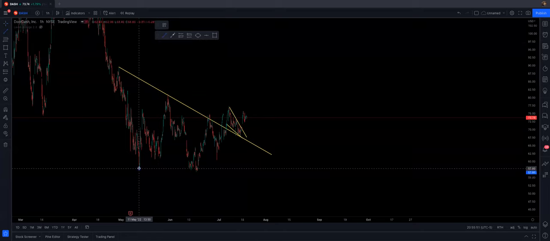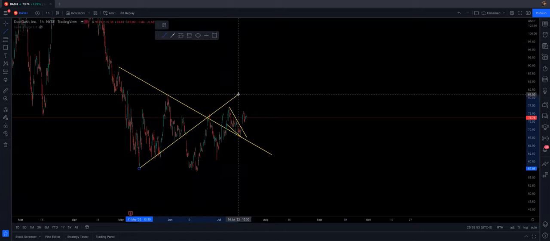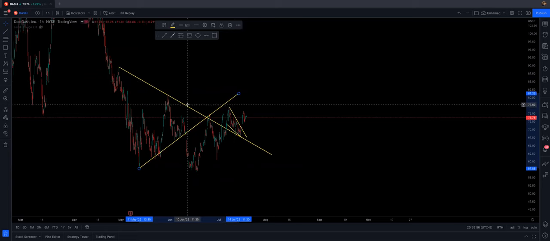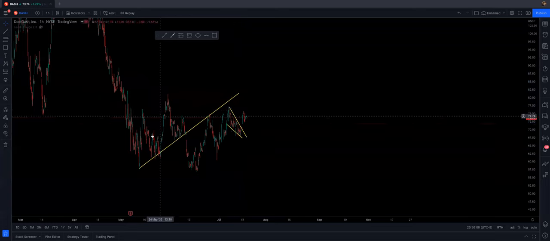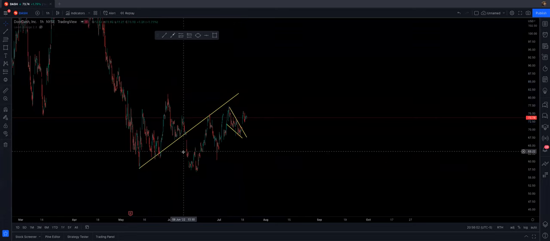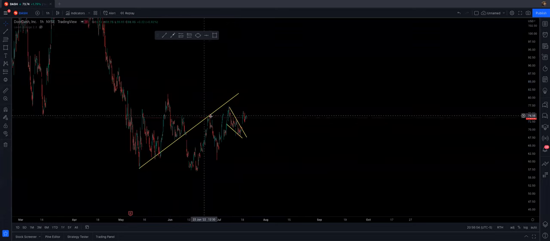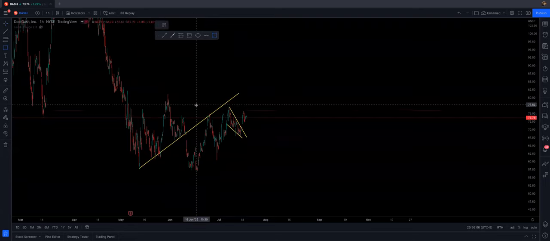We have another trail line here. I could just draw trail lines all day. Look, hold on. Before this trail line was made, look at that. We bounced, broke down. What did we do? We retested it, gave you another short entry.